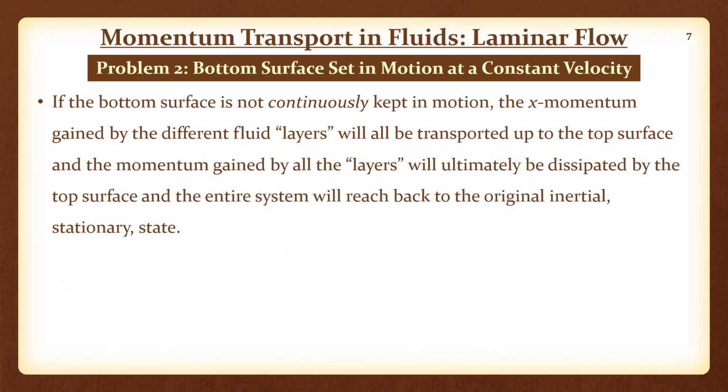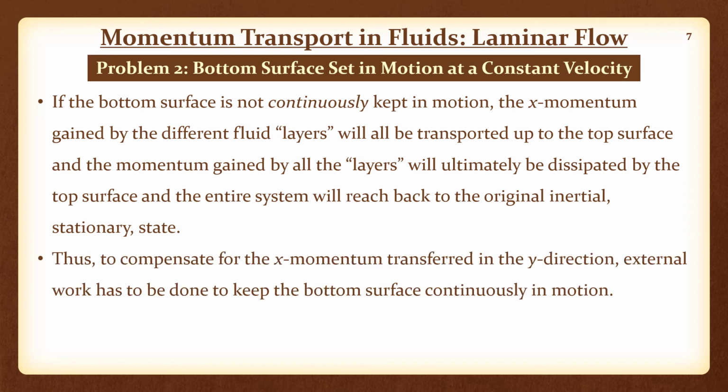If the bottom surface is not continuously kept in motion, then the x momentum gained by the different fluid layers will all be transported up to the top surface, and the momentum gained by all layers will ultimately be dissipated by the top surface. The entire system will reach back to the original state, which is the inertial stationary state. This is akin to taking a glass of water and pouring it on a stationary surface. The water will move for a little while, but since there is no continuous supply of momentum, frictional forces will retard this motion and there will be a puddle of water which becomes stationary.